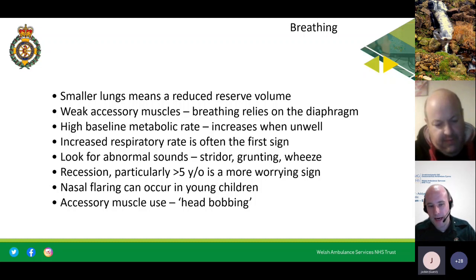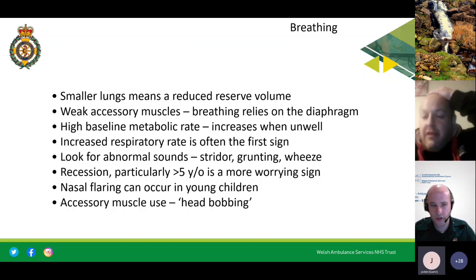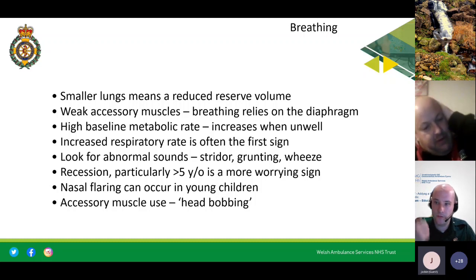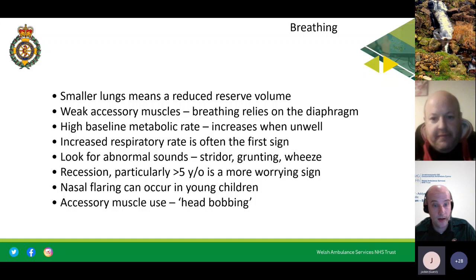Nasal flaring then can occur in younger children. This will come along with the head bobbing. You probably get nasal flaring a little bit sooner than head bobbing. So if under 5s haven't got the accessory muscles as such, then you'll see the nasal flaring. And we have got a video of that as well that you'll see. Accessory muscles, head bobbing. I've talked about head bobbing already.